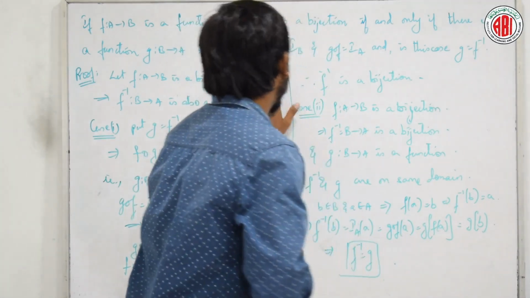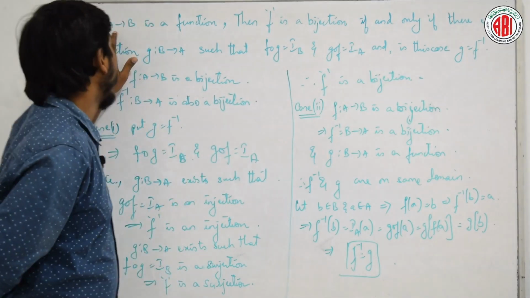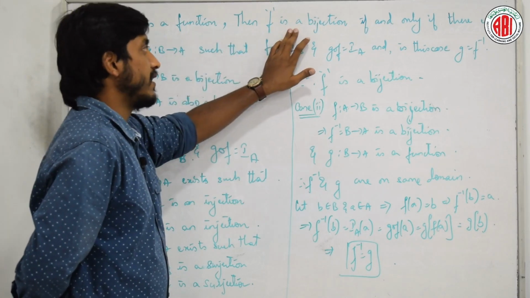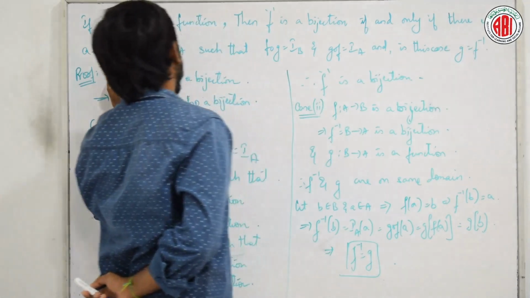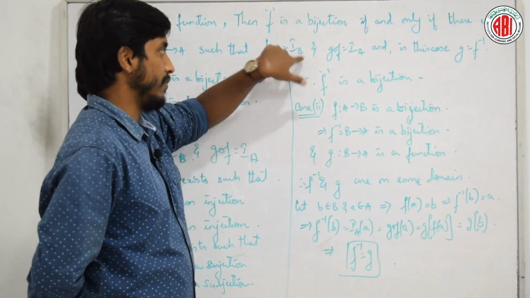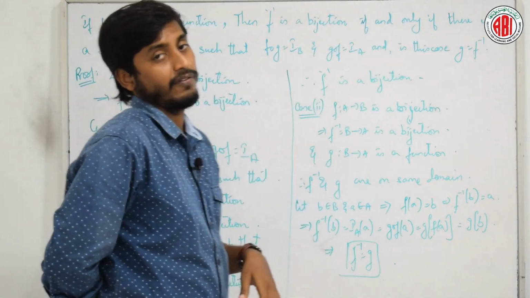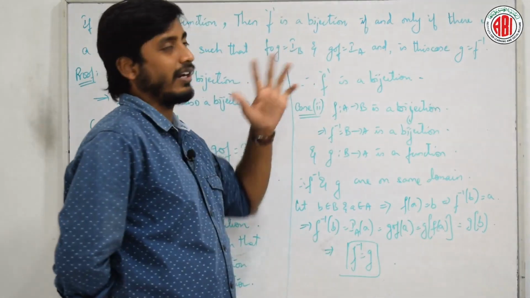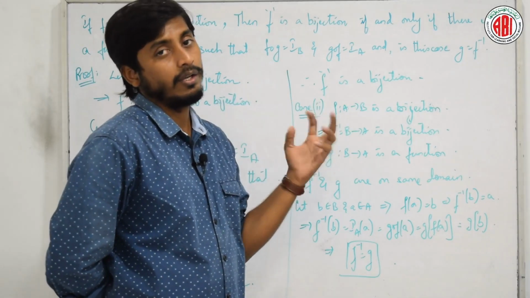What is the function given? What is the theorem given here? Here he is telling that f: A to B is a function, then f is a bijection if and only if there exists a function g: B to A such that f∘g is equal to I_B and g∘f is equal to I_A, and in this case g is equal to f inverse. Right? Did you understand? Since it is too theoretical, you may not understand, but there are a few new things here to learn.